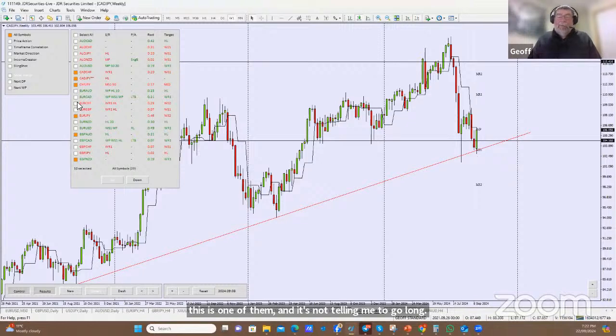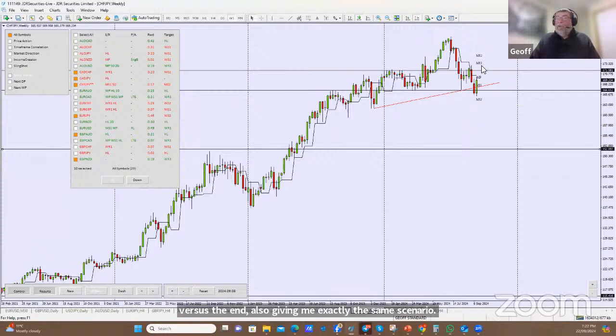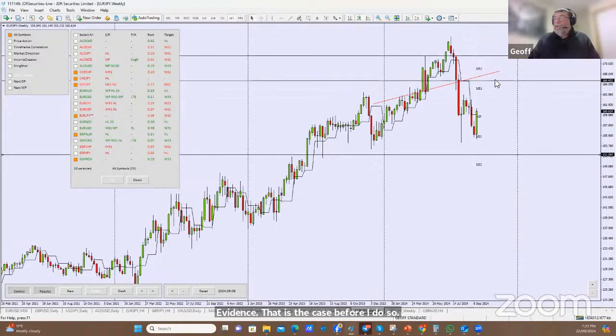We might come back to that, and I'll explain that a little bit further. Swissy versus the yen, also giving me exactly the same scenario. So how can I trade that long? In my world, I can't. I have to wait until that's confirmed as a reversal. Looks good, absolutely looks good, and people will trade it, and they probably win on it if it goes long, and it could very well do that. But I need to have a little bit more evidence that is the case before I do so. So it's going to be exactly the same with euro yen. No need to comment any further than I already have.